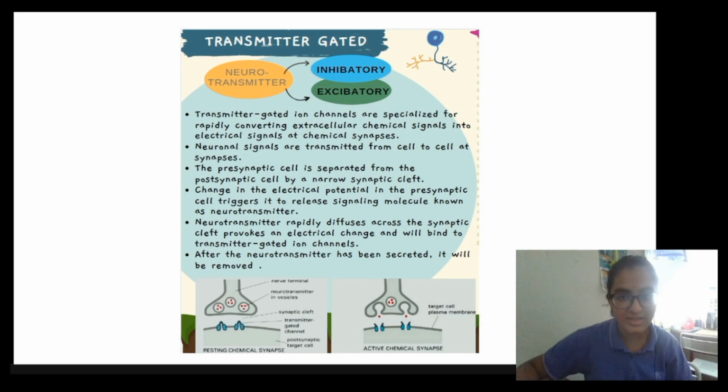So what is transmitter-gated? Transmitter-gated ion channels are specialized for rapidly converting extracellular chemical signals into electrical signals at the chemical synapse. So what is the process of transmitter-gated?